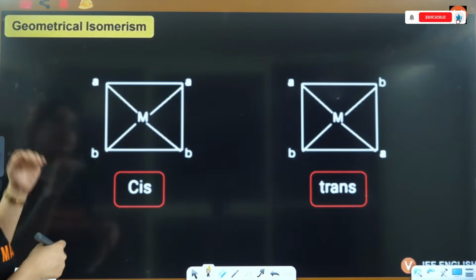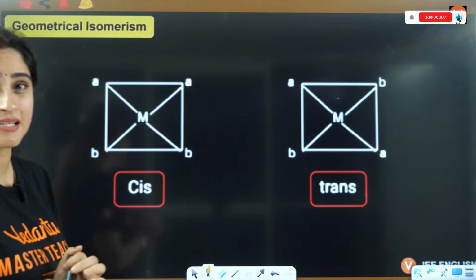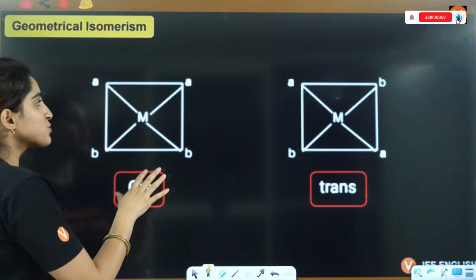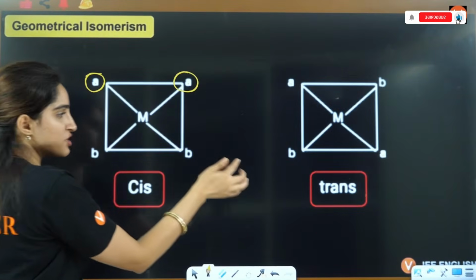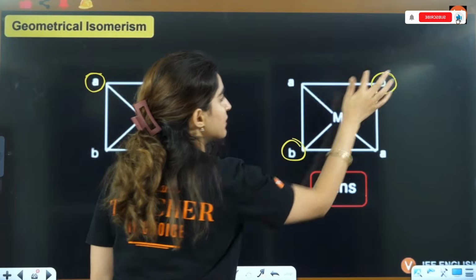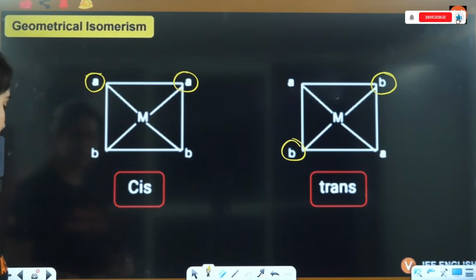Okay. Now let's talk about what is cis and trans. Geometrical isomerism means cis and trans. Cis means when two same ligands are next to each other. Trans means when two same ligands are opposite to each other, right?